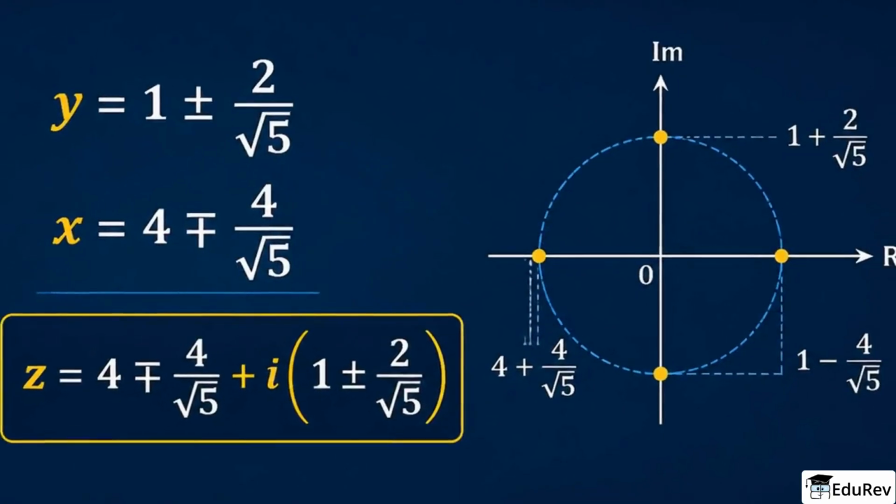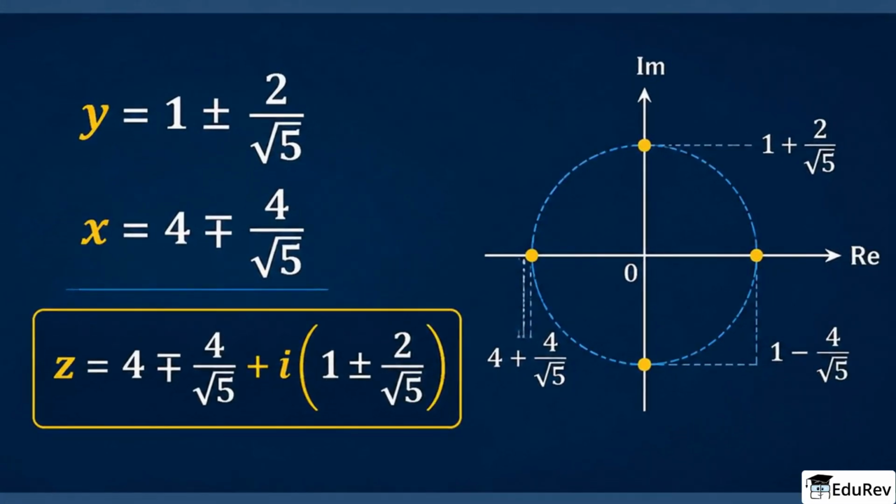You find y equals 1 plus or minus 2 divided by square root of 5 and x equals 4 minus or plus 4 divided by square root of 5. So z equals 4 minus or plus 4 divided by square root of 5 plus i times the quantity 1 plus or minus 2 divided by square root of 5.